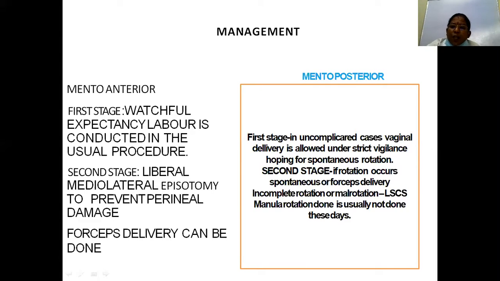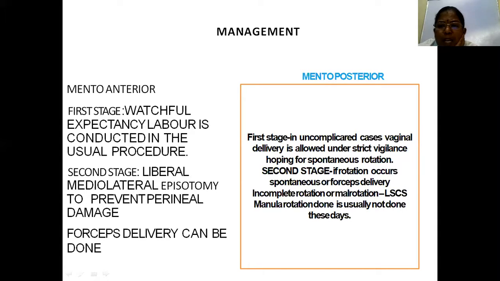In the second stage, we have to give a liberal mediolateral episiotomy to avoid perineal damage. Here, we can use forceps also if it is a mento anterior position. For mento posterior position, I already told you there is no mechanism of labor. But in some cases, in mento posterior position, they can turn into mento anterior and can deliver.